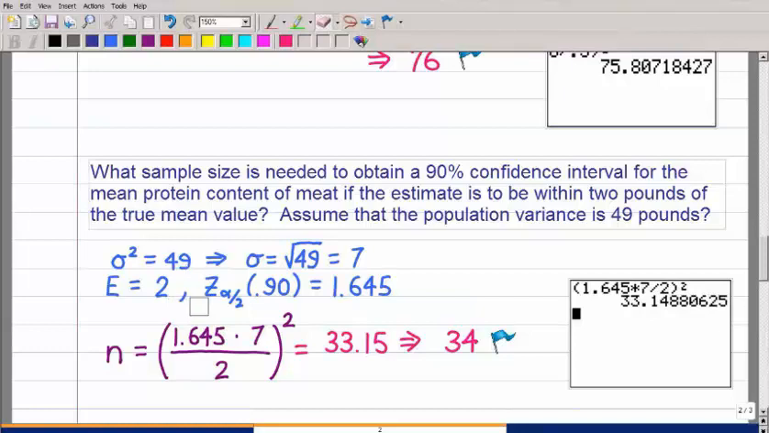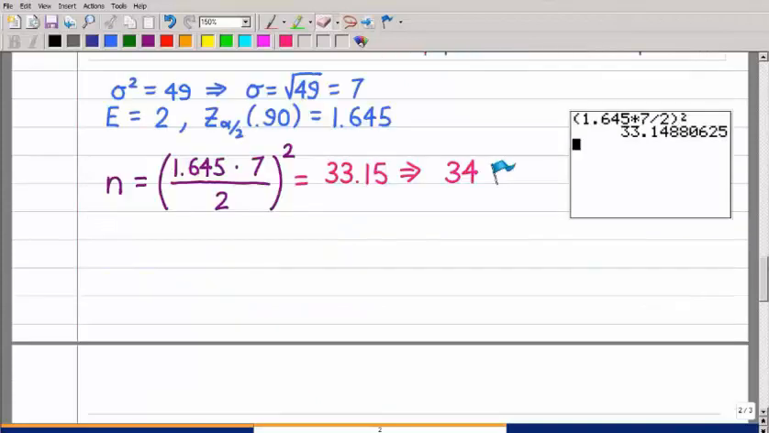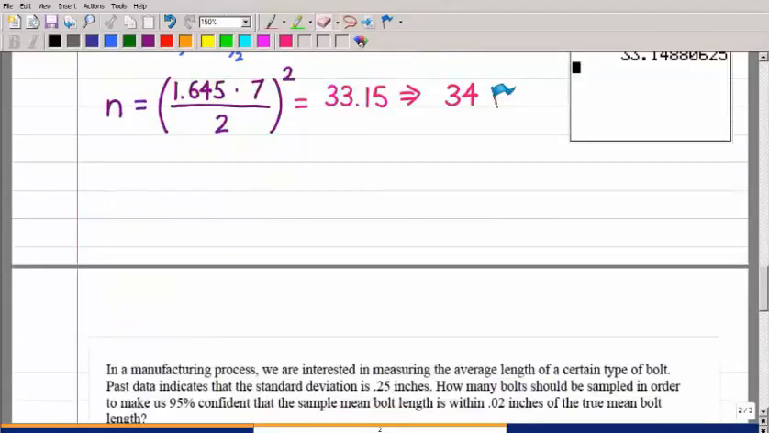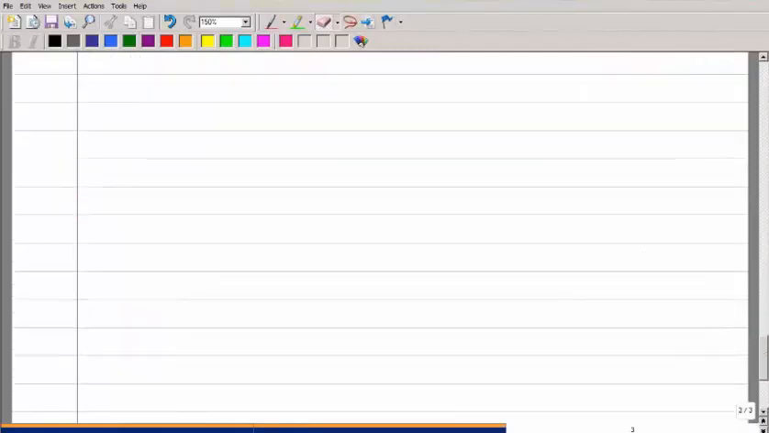So here's our n. It's 1.645 times 7, all divided by 2. That comes up to 33.15, which we will round up and get 34 as our answer. So that one was a little sneaky with that variance instead of standard deviation, but it keeps us on our toes, makes us have to think a little bit here, because this section was getting too easy. So, all right, let's see what we got down here.